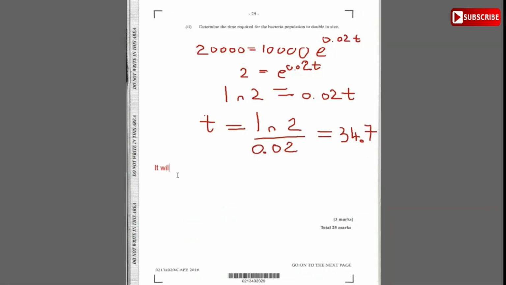It will take roughly 1 day, and how many hours in a day again? That's 24. So you have 10.7 hours left. It will take roughly 1 day, 10 hours, and 42 minutes to double the size. That's how long it will take.